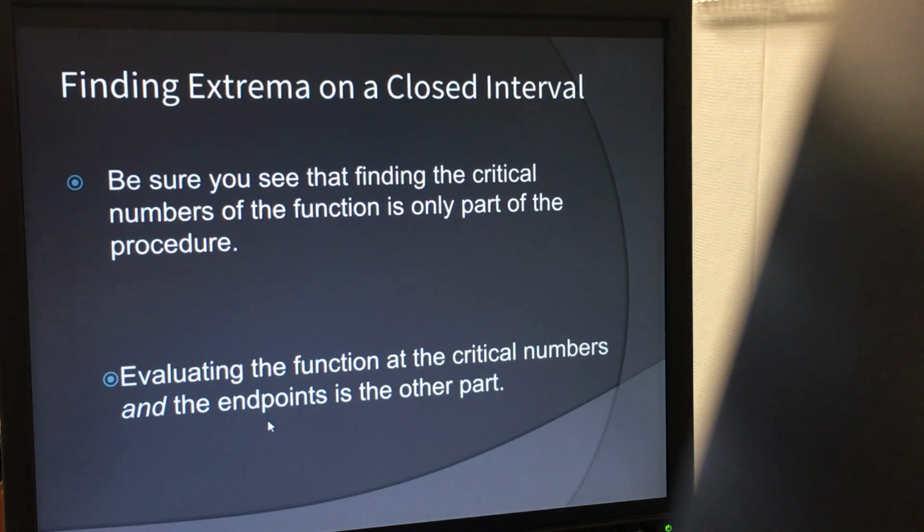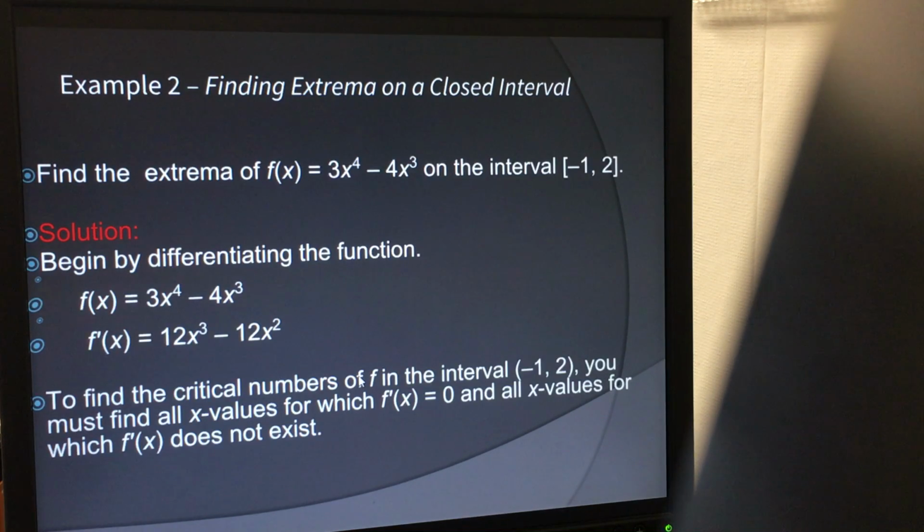Okay, take note that finding the critical numbers is only part of the process, and evaluating the function at those critical numbers and the endpoints is the second part. Okay, for example, you're given the function 3x^4 - 4x^3 on a closed interval [-1, 2].